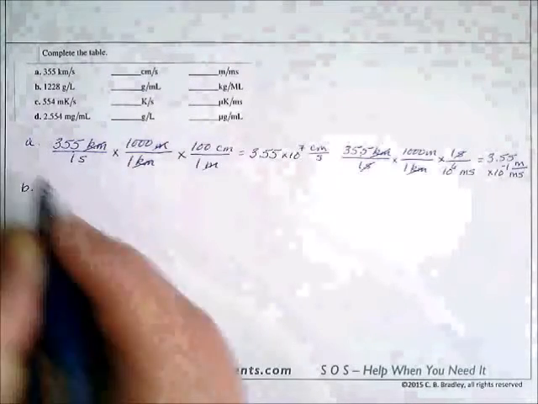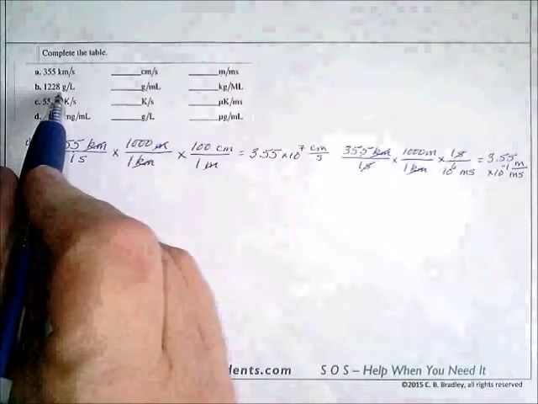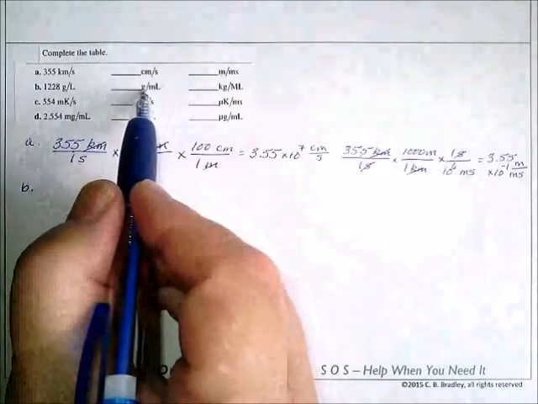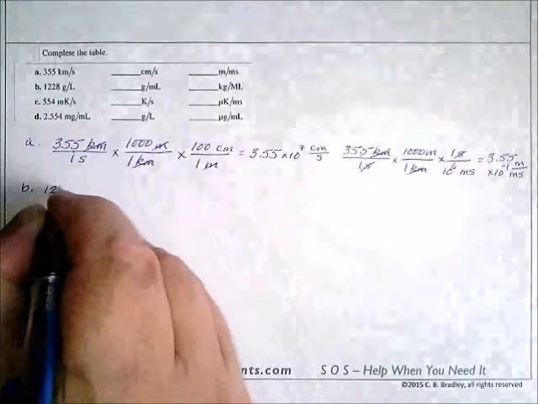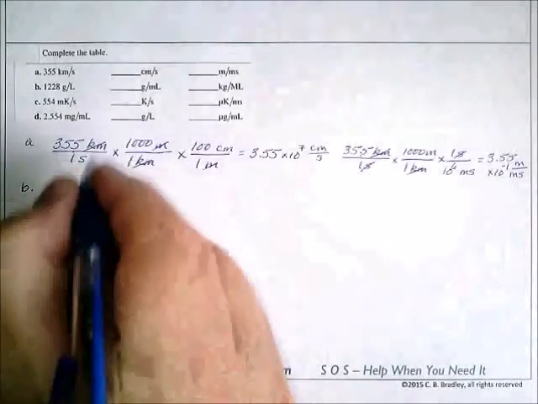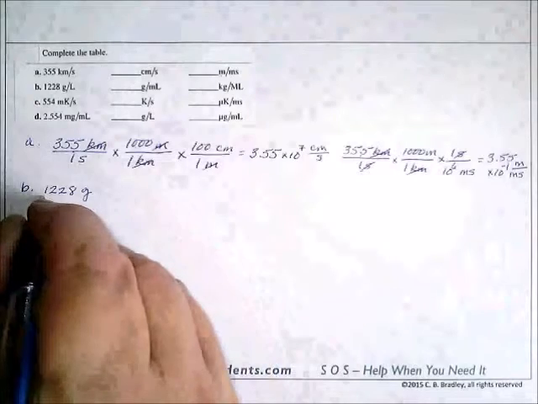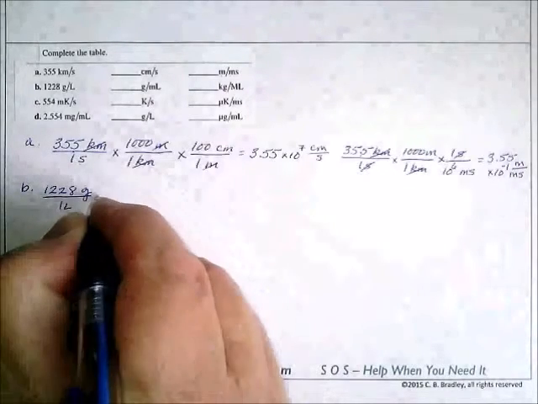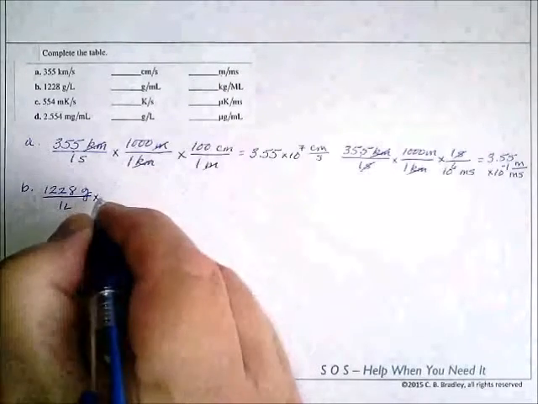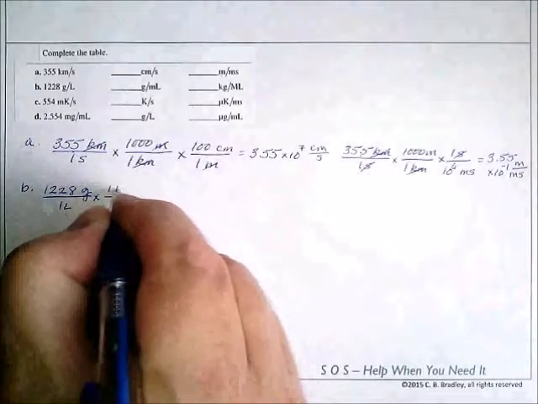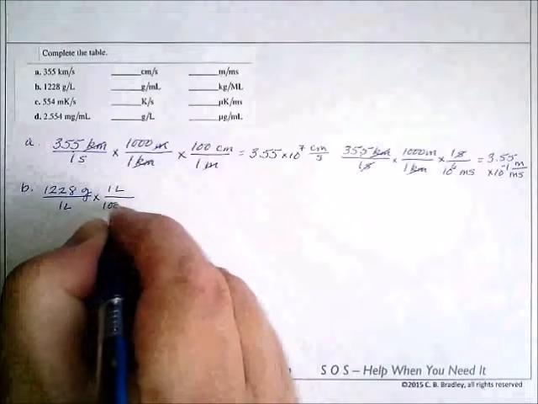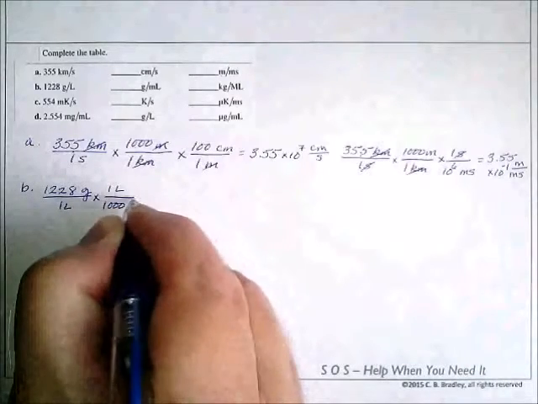B. 1228 grams per liter going to grams per milliliter. That's a fairly simple one. Grams per 1 liter. We don't have to convert grams, we do have to convert liters. 1 liter is 1,000 milliliters.